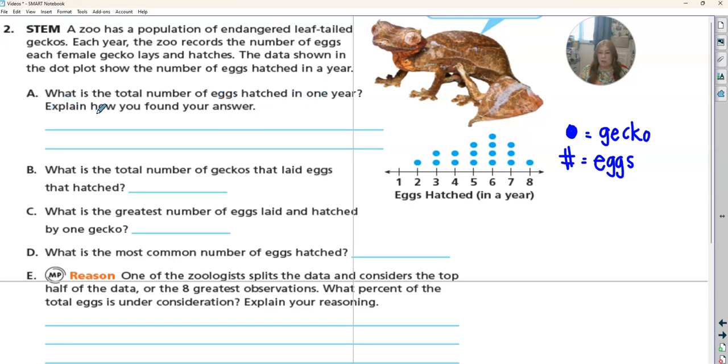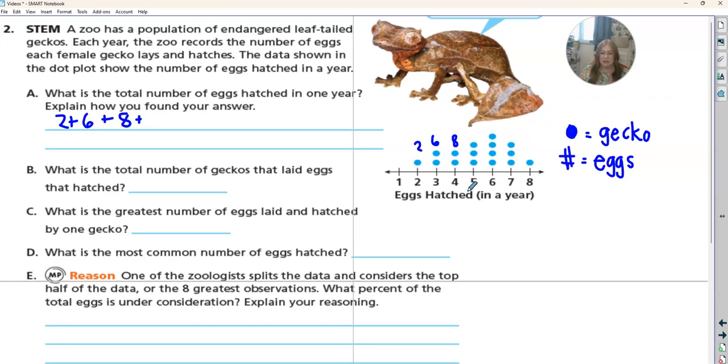So if you show me your work, you don't need to explain it. Your math will explain it. So this gecko laid 2 eggs. And then this gecko laid 3. And this gecko laid 3. So together they laid 6 eggs. And then this gecko laid 4. And this gecko laid 4. So together they laid 8 eggs.